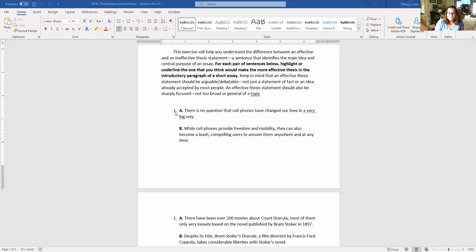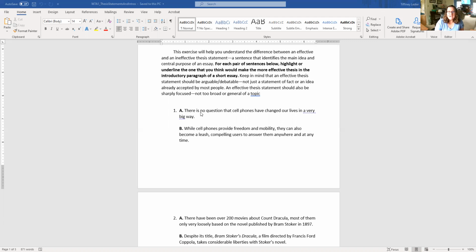So for instance, here in number 1, we've got these 2 options, A and B. A says, there is no question that cell phones have changed our lives in a very big way. Option B says, while cell phones provide freedom and mobility, they can also become a leash, compelling users to answer them anywhere and at any time.